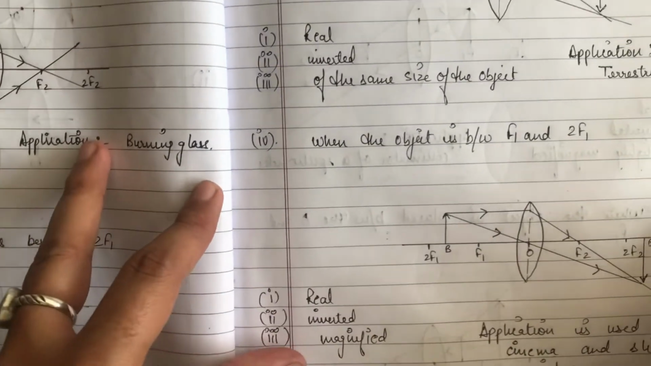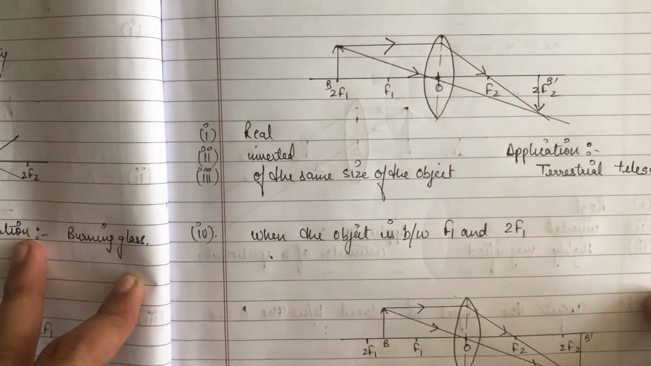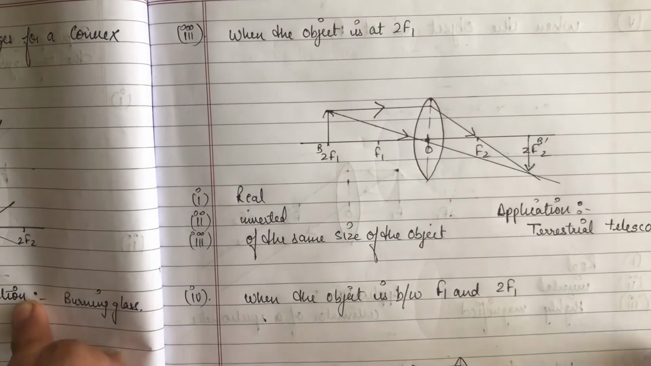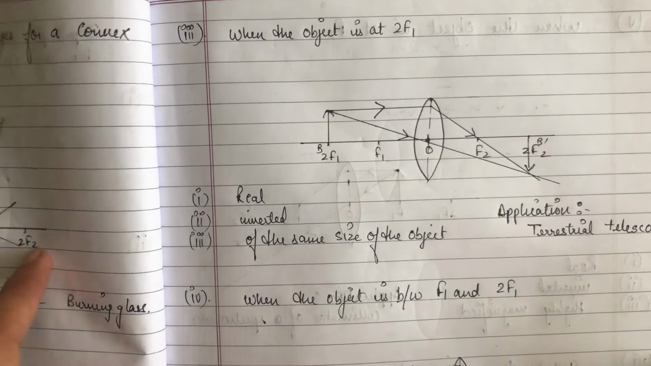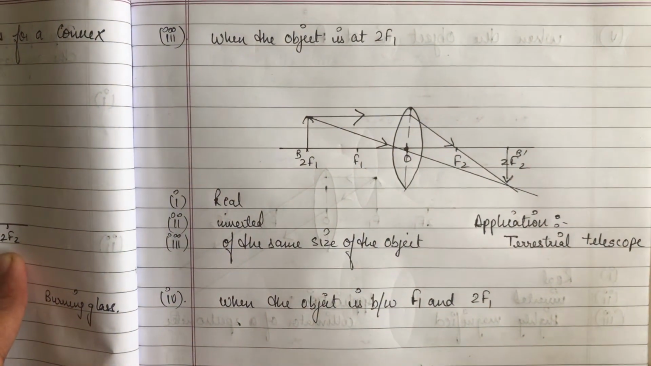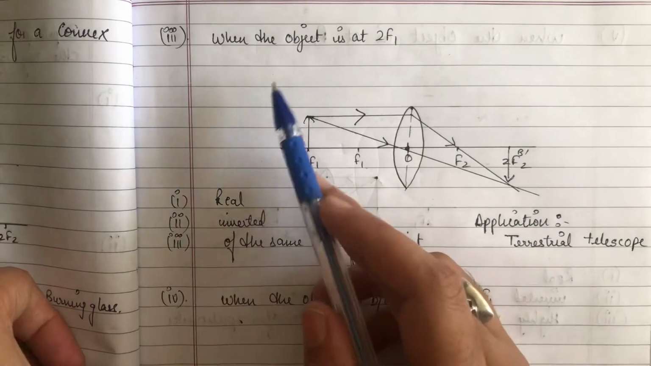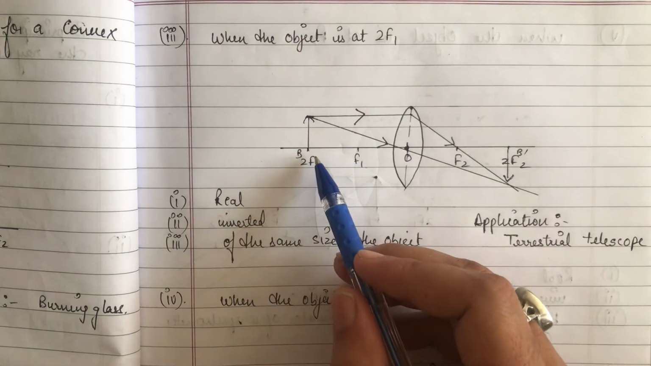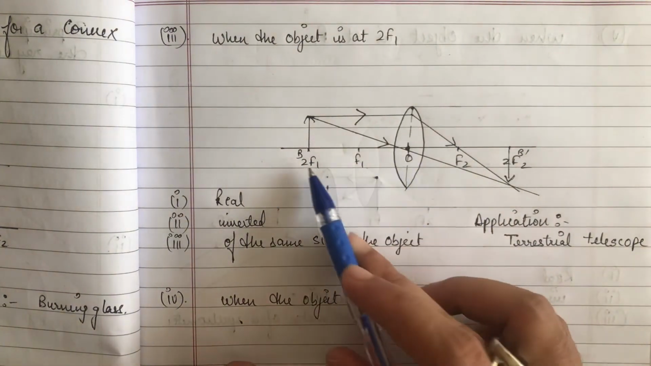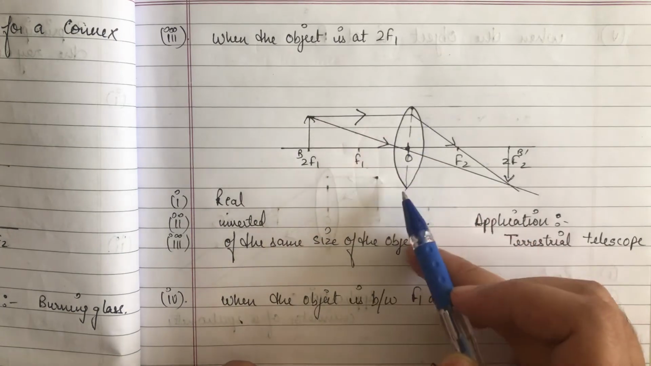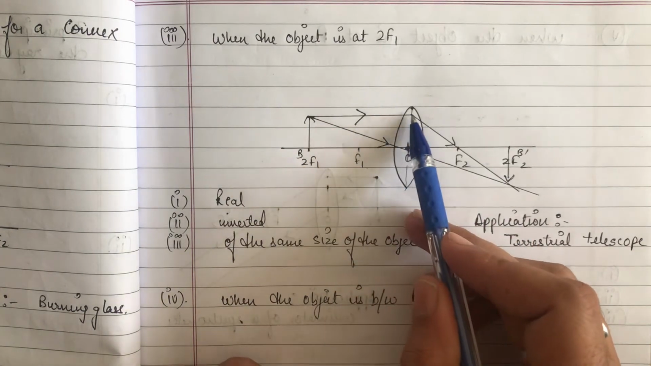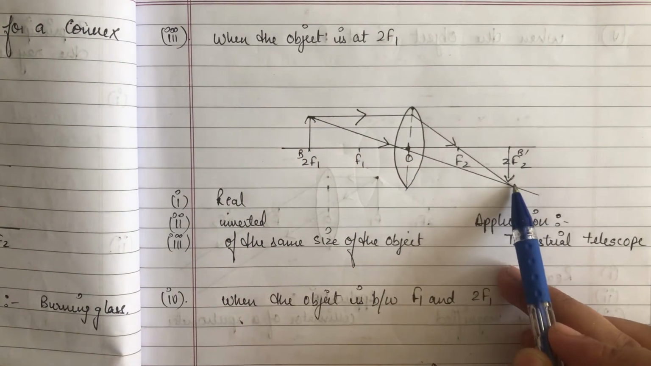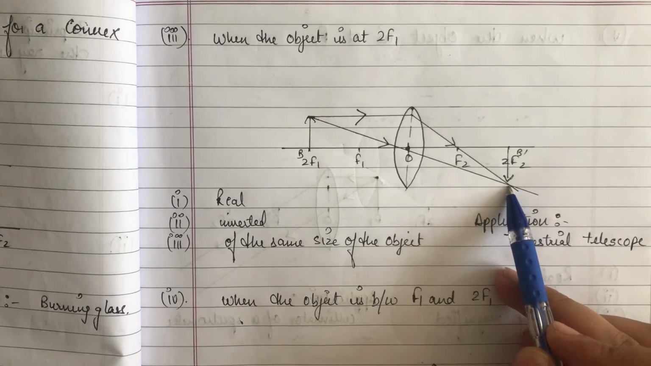Now our third thing. When the object is at 2f1, now our object is placed at 2f1. Again the same thing: the principal axis, f1 to f1, f2 to f2, optical center. First ray parallel to the principal axis passes through the focus, second ray passes through the optical center, it goes undeviated. So now these rays, they'll meet at 2f2.